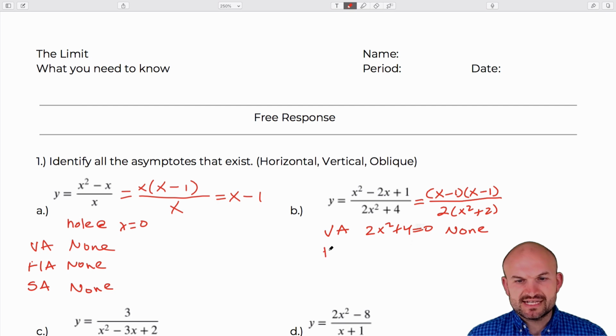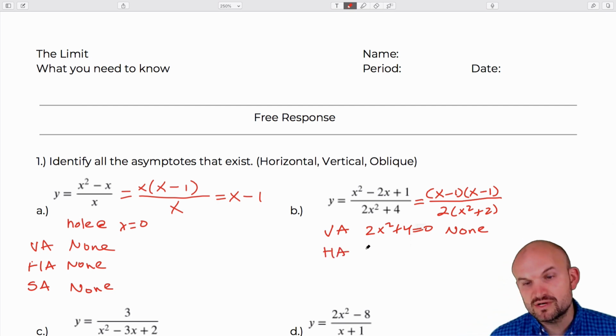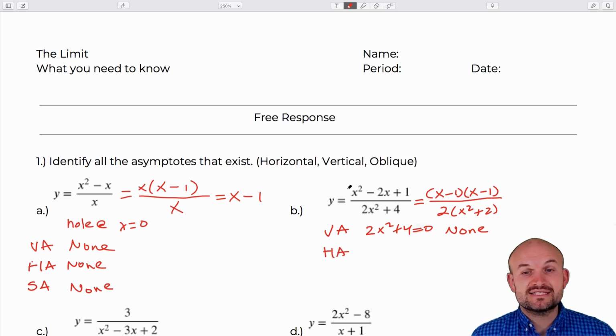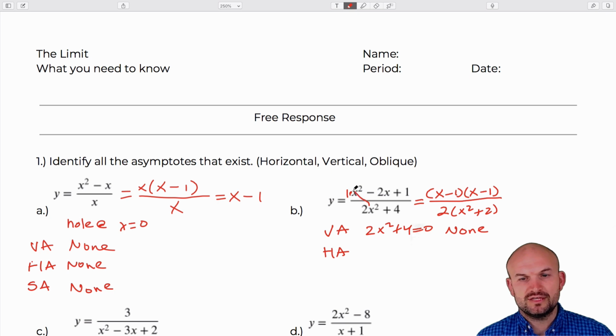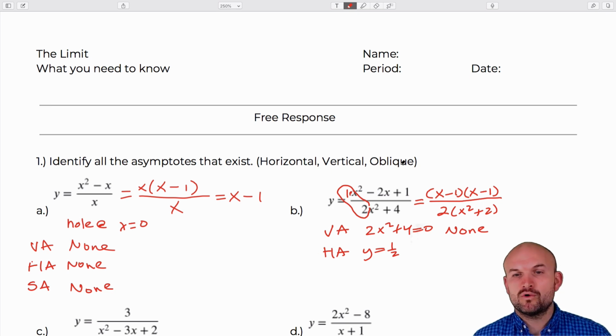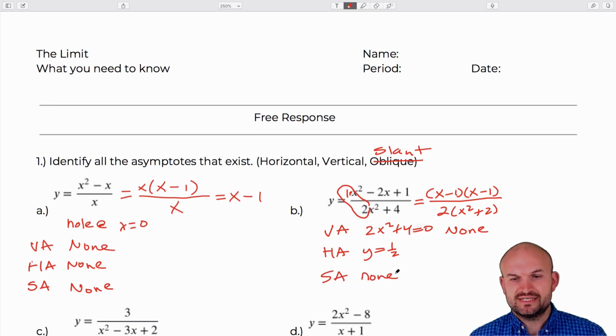Now, as far as the horizontal asymptote goes, I'm going to use the horizontal asymptote test. And remember, the horizontal asymptote test is when the degree in the numerator is equal to the degree in the denominator, you're just going to take leading coefficient over leading coefficient. So therefore, that's going to be y equals 1 over 2. And since there is now a horizontal, I'm going to call this a slant. It's just a little bit easier. Now that we have a horizontal asymptote, we know that a slant asymptote is not going to exist.